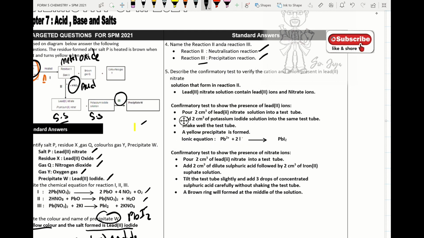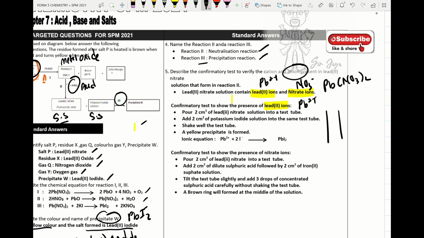Alright, describe a confirmatory test to verify the anion that is present. We have already done a lot of practice. Please remember, lead(II) nitrate contains lead(II) ion, so I put Pb2+, and one more will be the nitrate ion. So, the confirmatory test to show the presence of lead(II) ion.